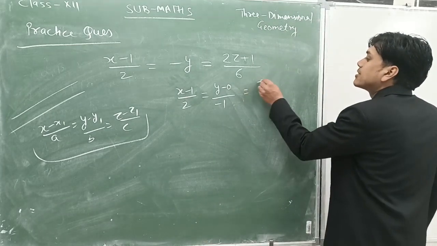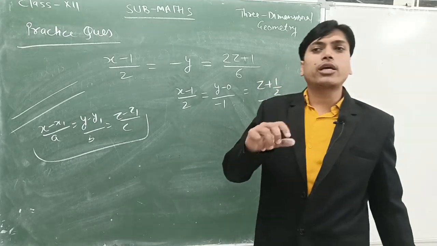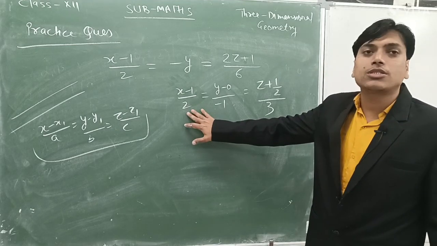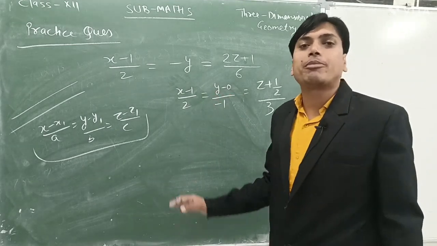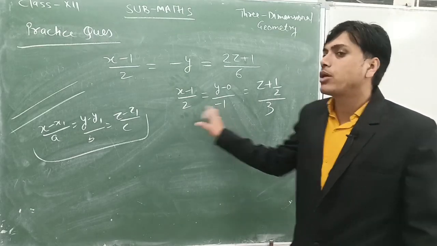So dividing the numerator and denominator by the same number, that is 2, we will get z plus 1 by 2 divided by 3. So if we are talking about the direction cosines, direction ratios of a line which is parallel to this line, the direction ratios will be the same as the direction ratios of the given line.